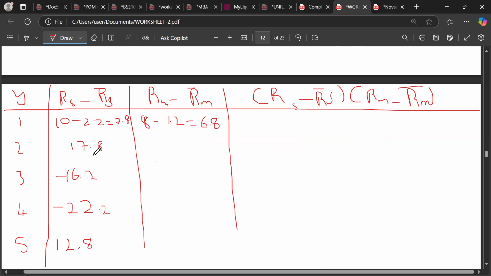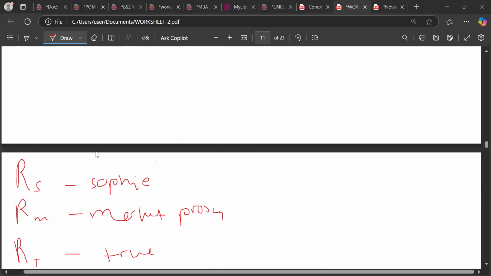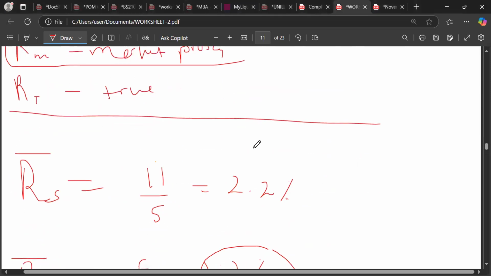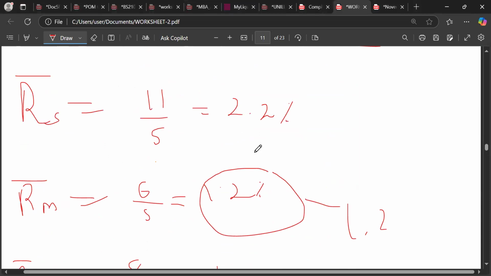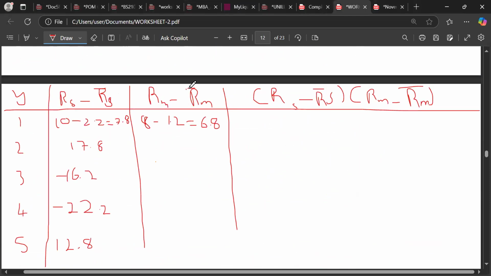For the one you're working out, what's the title? RM is the return on the market proxy. Remember the notion I gave you. So RM is the return on the market proxy, and RM minus RM bar, where RM bar is the average market proxy return.